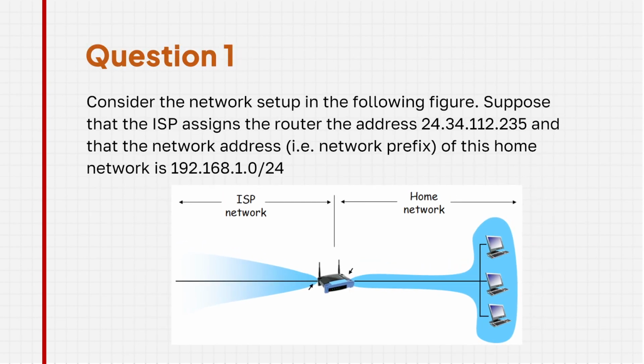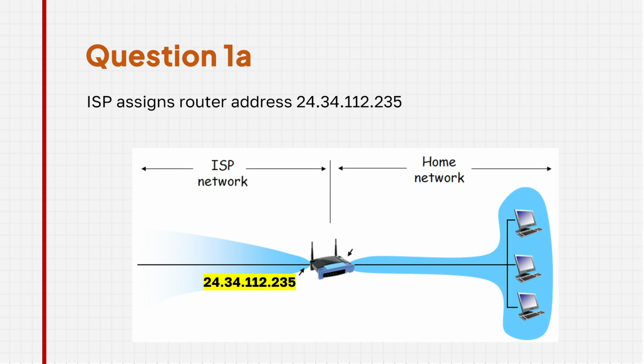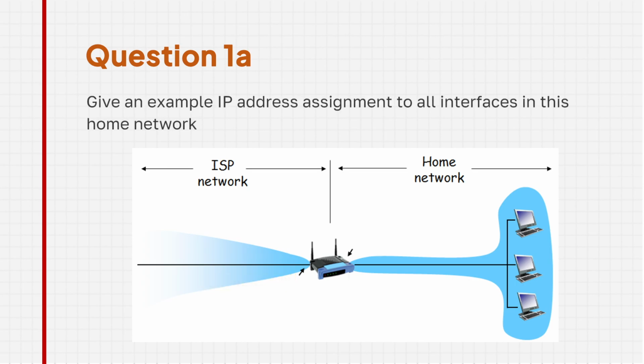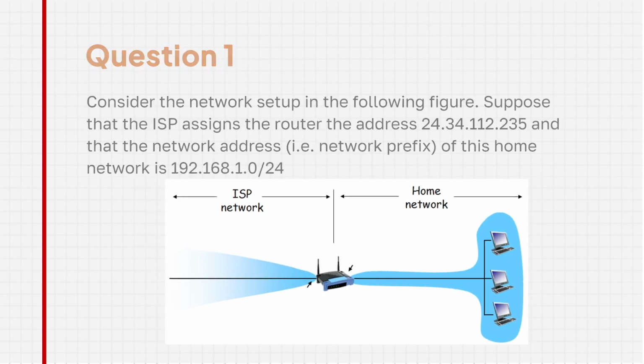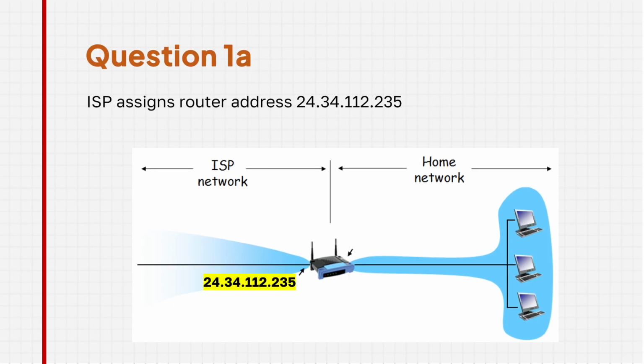What is the address here? The 24.34.112.235. Okay, so this one will be 24.34.112.235. Okay, how about the remaining 4 network interfaces? The router can be 192.168. It can be the network. Yep. So basically like the previous one, right? So 1.254, or 1.